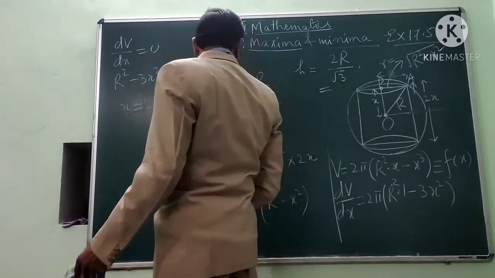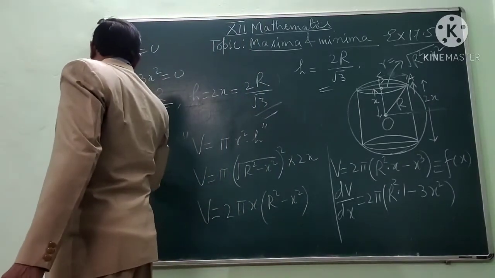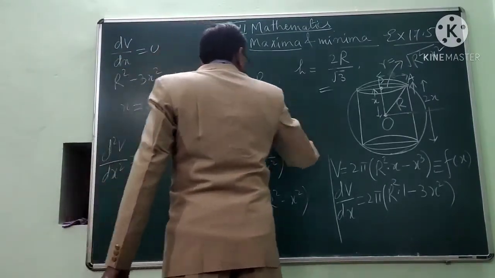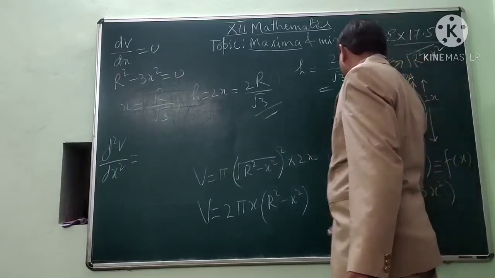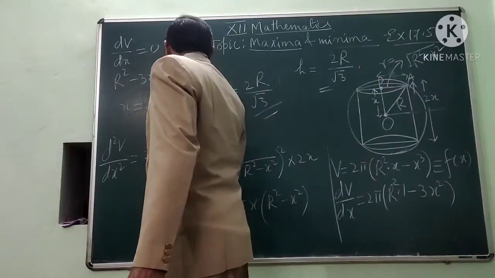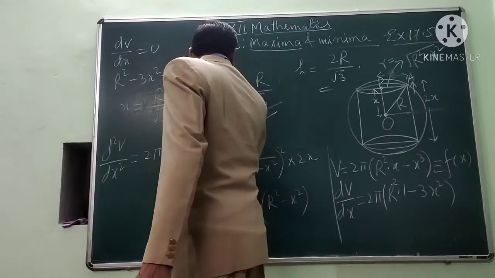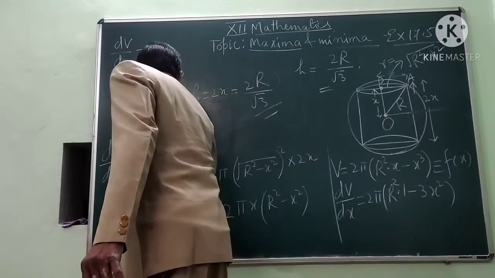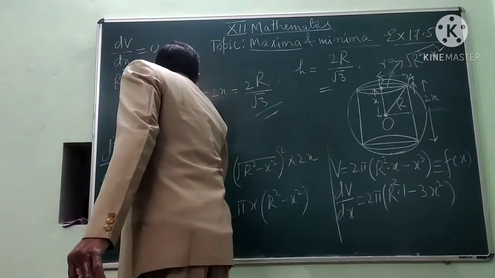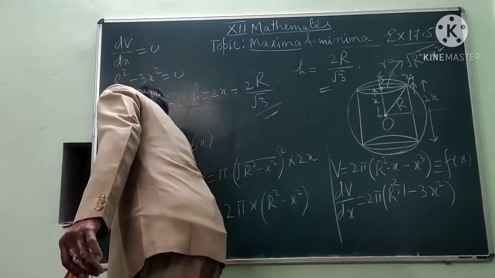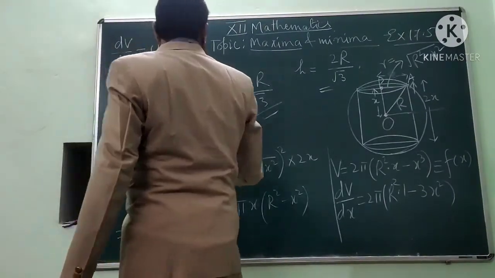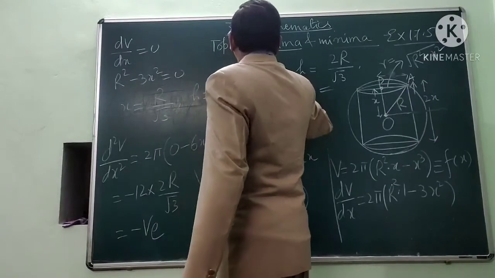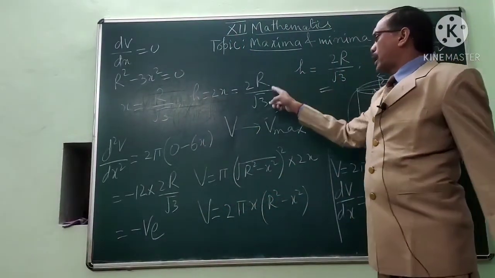Same. Now we will find the second order derivative, d2V over dx square. So differentiate this part once again. It is 2 pi, derivative of r square is 0, minus 6x. So it is minus 12 into x, where x is r upon root 3, which is negative. So volume is maximum. V becomes V max. The volume is maximum and height of the cylinder is 2r upon root 3.